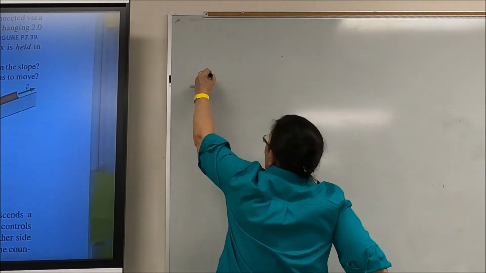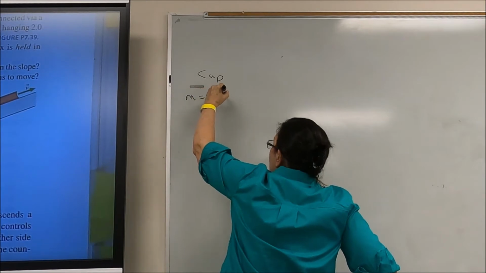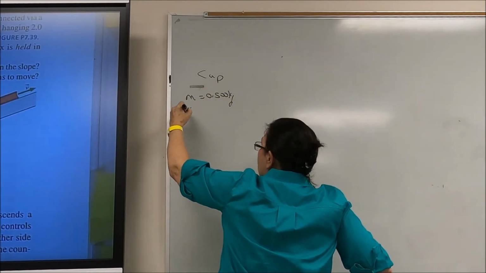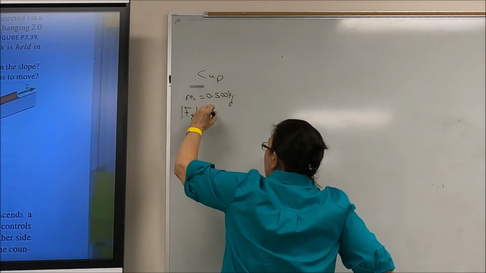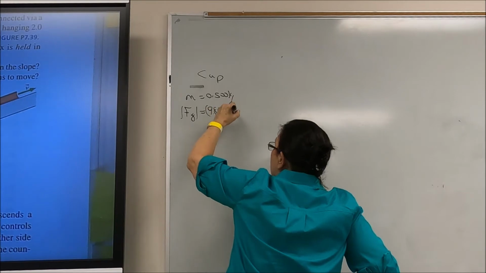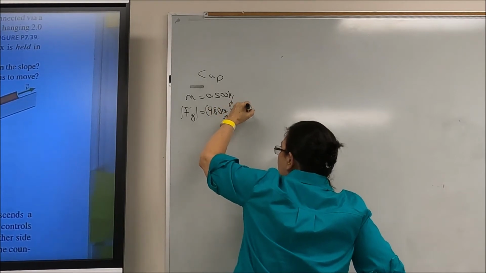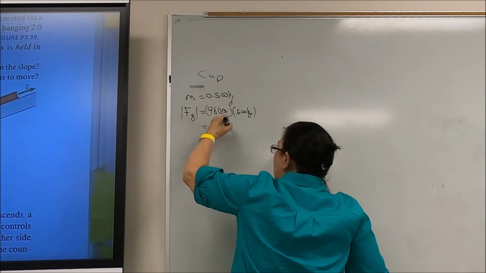Now, we've got the cup, and the mass of the cup is 0.500 kilograms. I'm going to go ahead and calculate the force due to gravity. So it's going to be 9.80 meters per second squared times 0.500 kilograms. So that makes it 4.90 newtons.